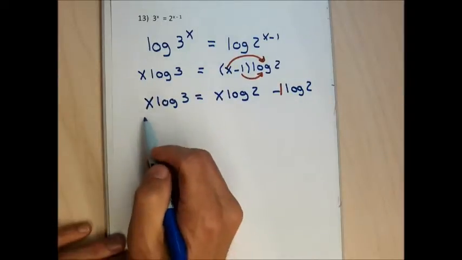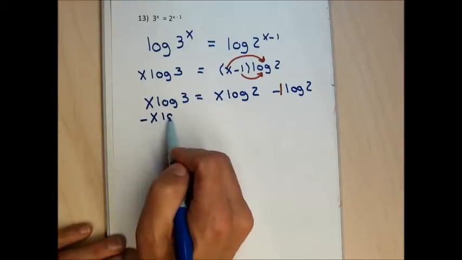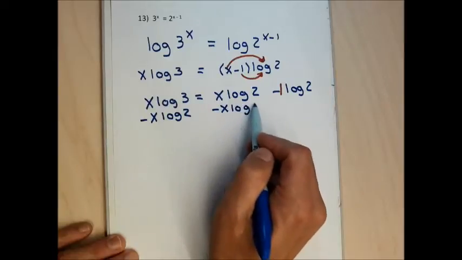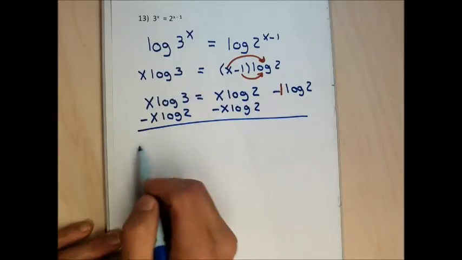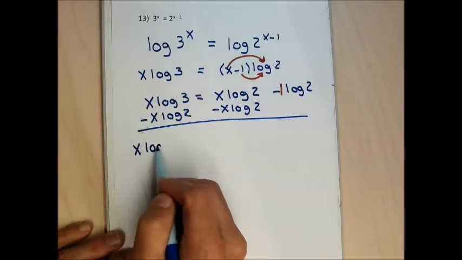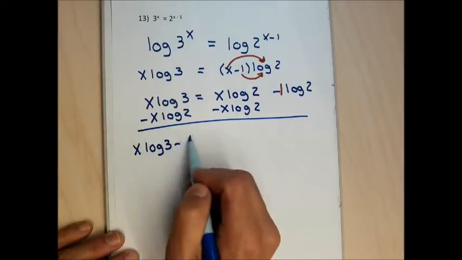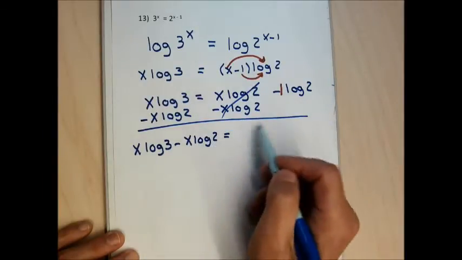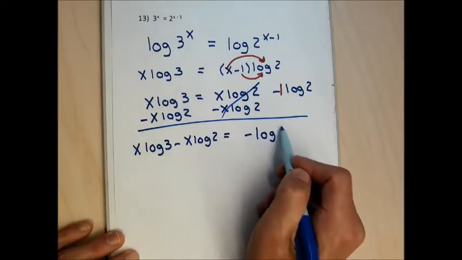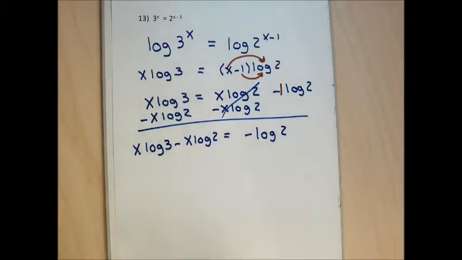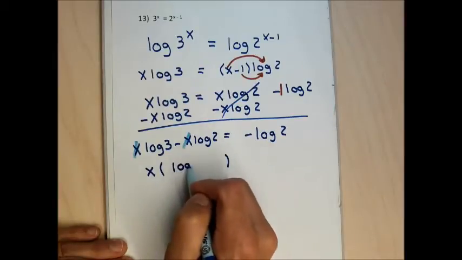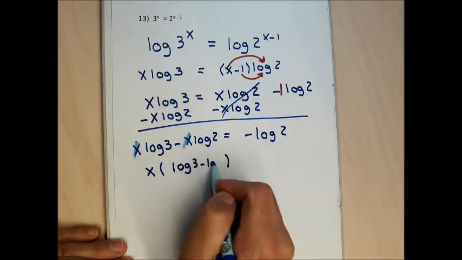I now need to get the x's all on the same side. And I'm going to do that by subtracting x log of 2 from both sides. That's going to make the left-hand side x log of 3 minus x log of 2. And on the right-hand side, I cancel those out, and I'm left with the minus log of 2. Now on the left-hand side, there's a common factor of an x that I'm going to factor out. When I factor out that common factor of an x, I'm left with a log of 3 minus a log of 2.